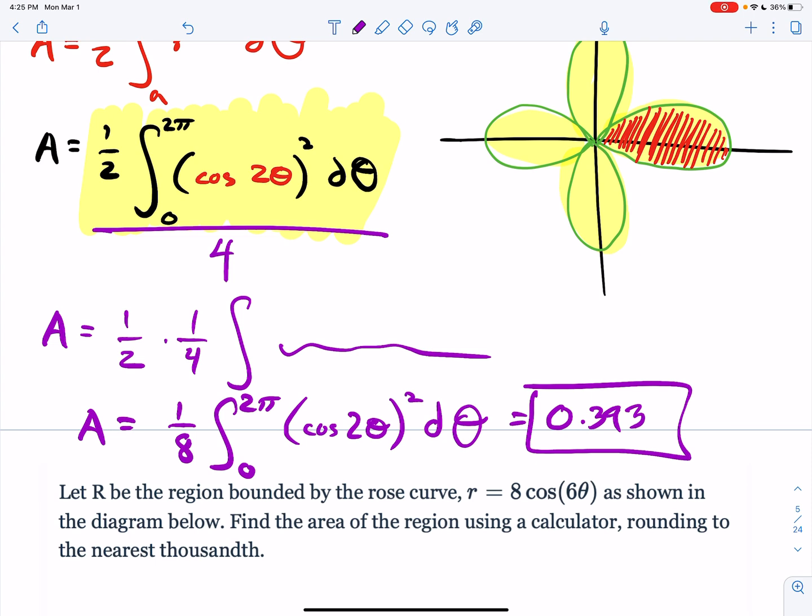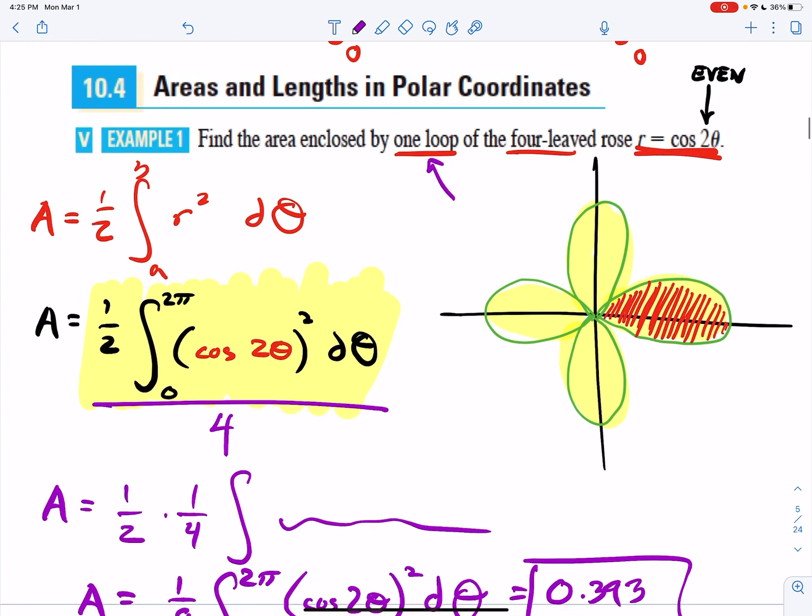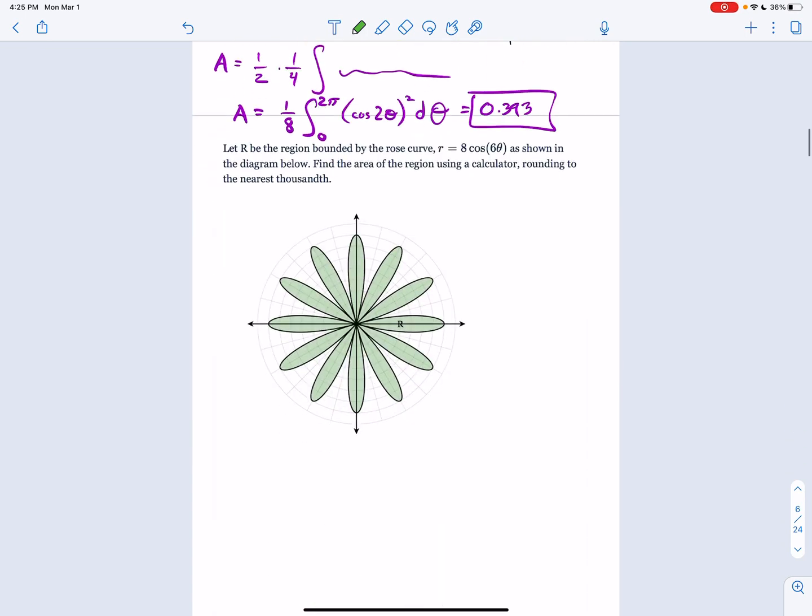And that's it. Okay? What you guys do have to pay attention to is what they're asking for. Sometimes they ask for all the leaves. Sometimes they ask for just one of the leaves. You got to read it. Okay? All right, here we go.